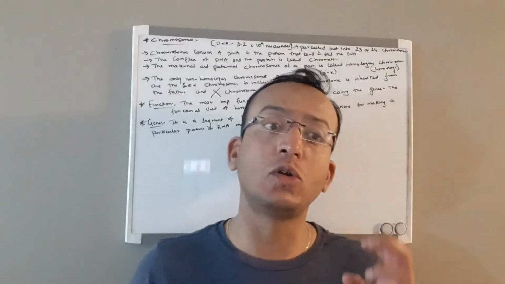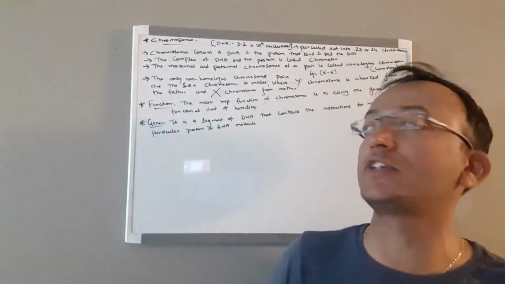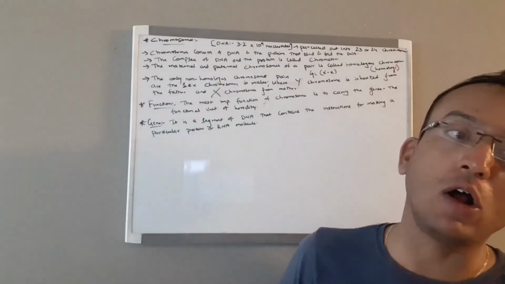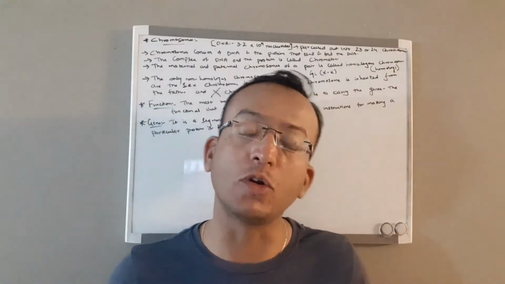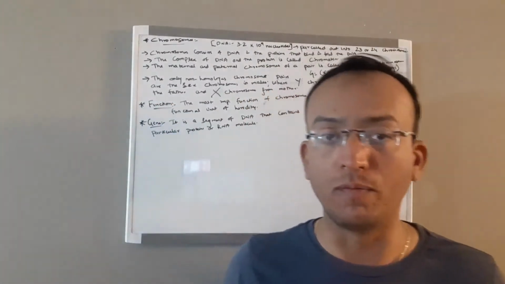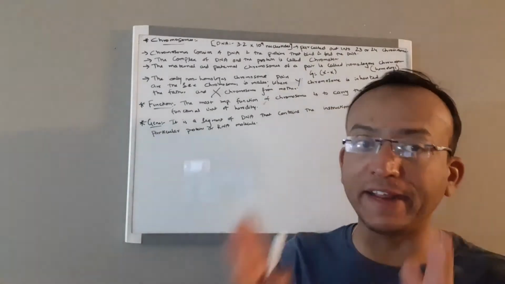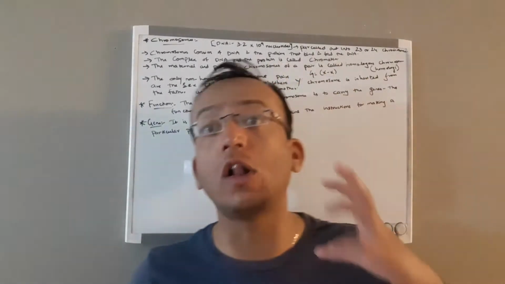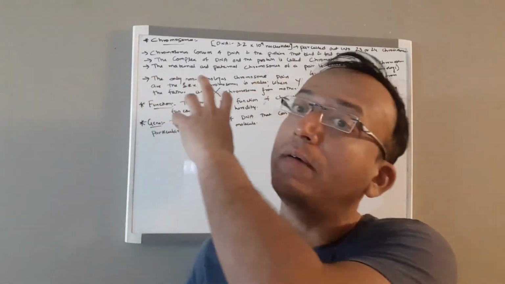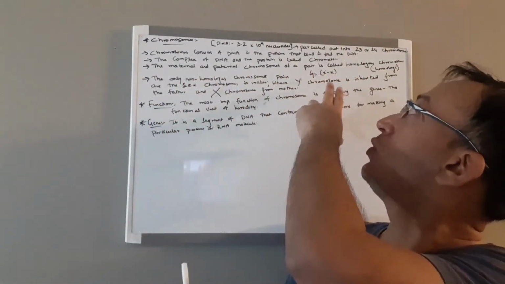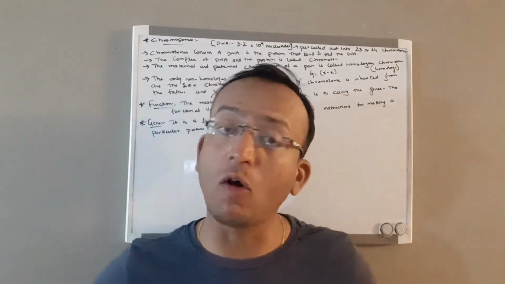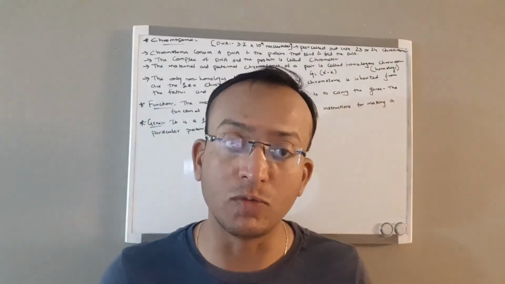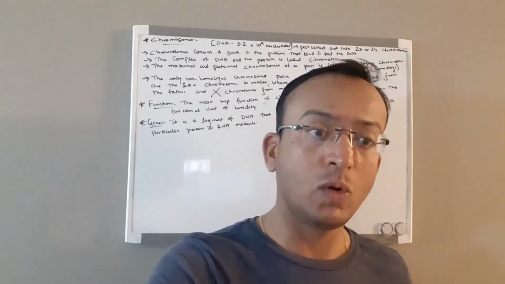Together, the total genetic information carried by all the chromosomes in a cell or organism constitutes its genome. So the total genetic information carried by all the 23 chromosomes in a cell of an organism constitutes its genome. That is called a genome.